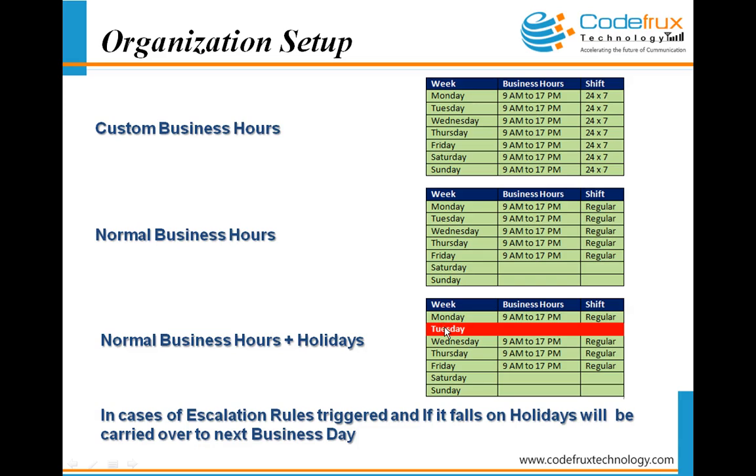So in this example, if Tuesday, which is marked in red, is a holiday, and you get an escalation of 4 hours on Monday at around 3 p.m., normally it should have closed the case, or escalation should have been triggered at around 11 a.m. on Tuesday. Since Tuesday is a holiday, it will be triggered on Wednesday 11 a.m. So that is how escalation rules are triggered.